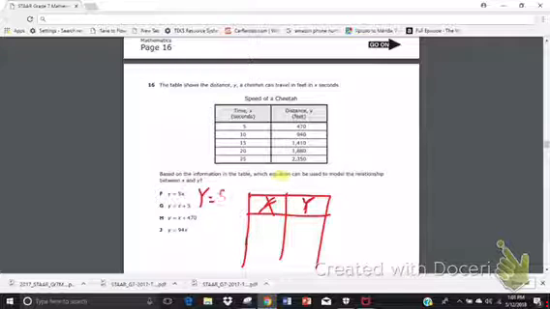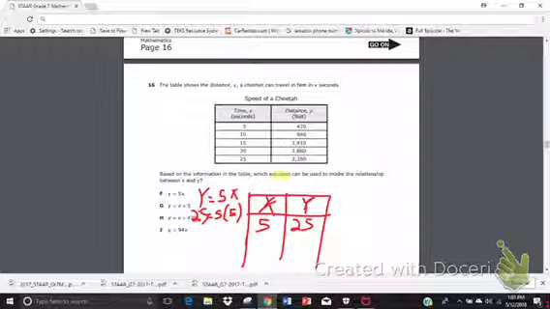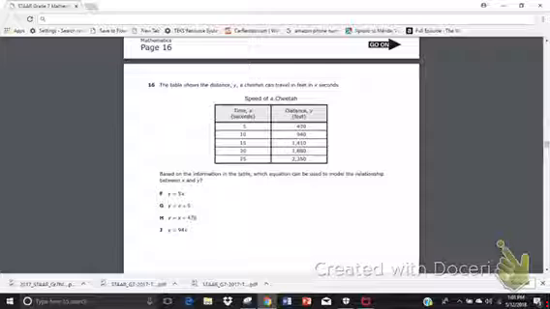y is equal to 5x. y is equal to 5 times x. So first of all, let's plug in, looking at our table here, 5. When x equals 5, what does y equal? 25. So when x equals 5, y equals 25. Is that what we have here? Nope, that is not. So that is not our answer choice.